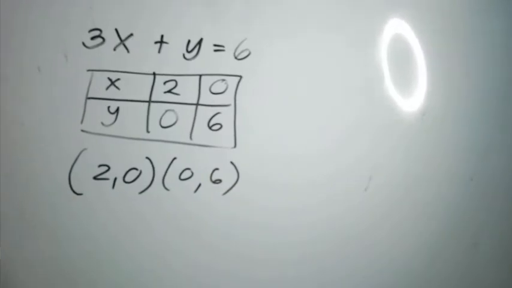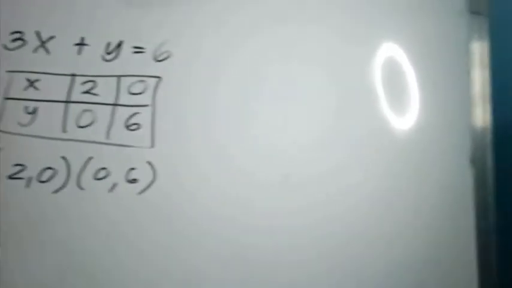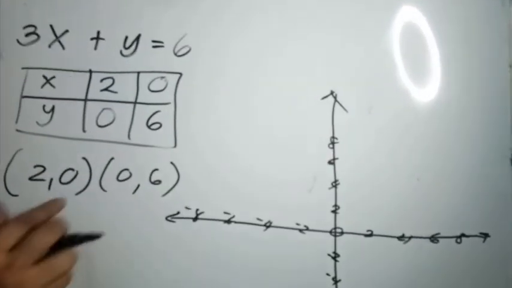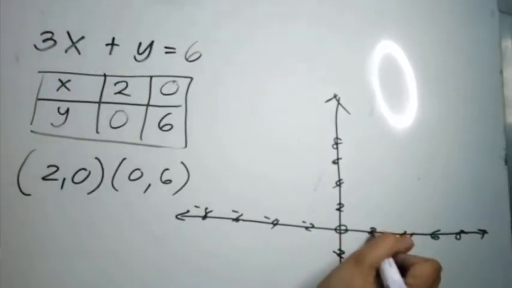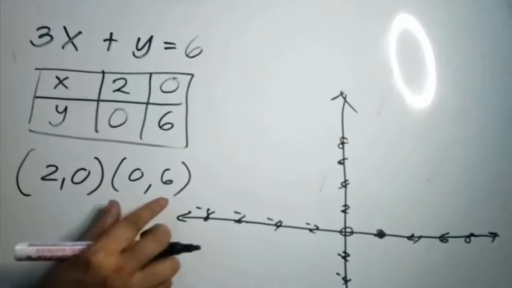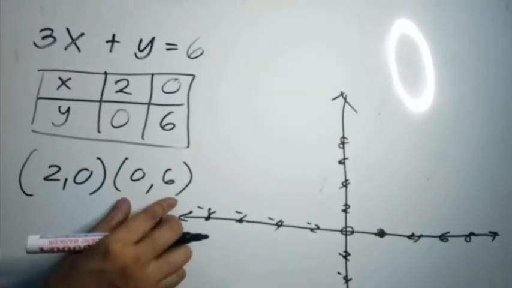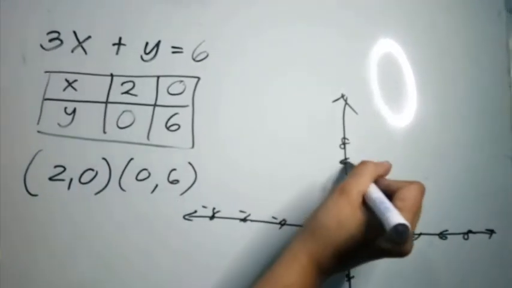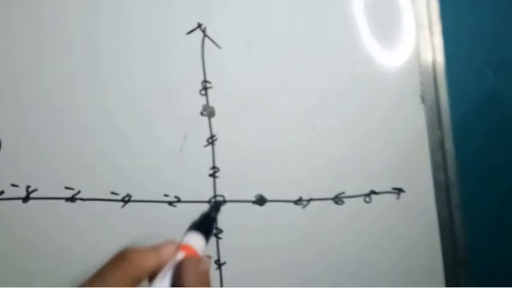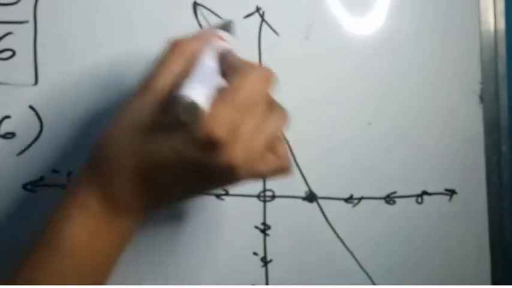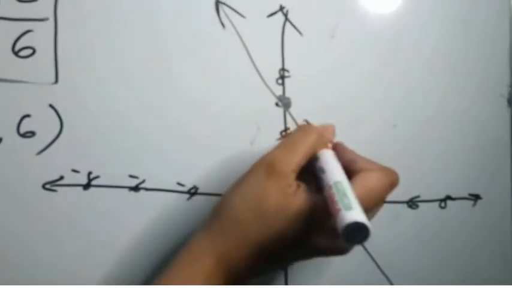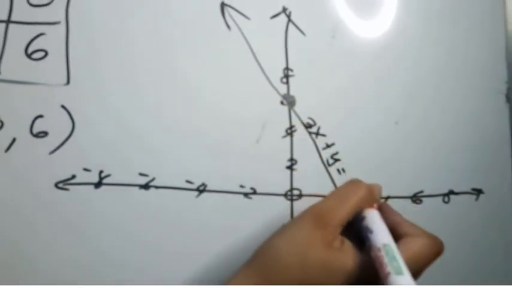So let us have a Cartesian plane. First we have 2 and 0. So 2 and 0, this will be the point. The second point we have 0 and 6. Then connect the 2 points. So this will be the graph of the equation 3x plus y is equal to 6.